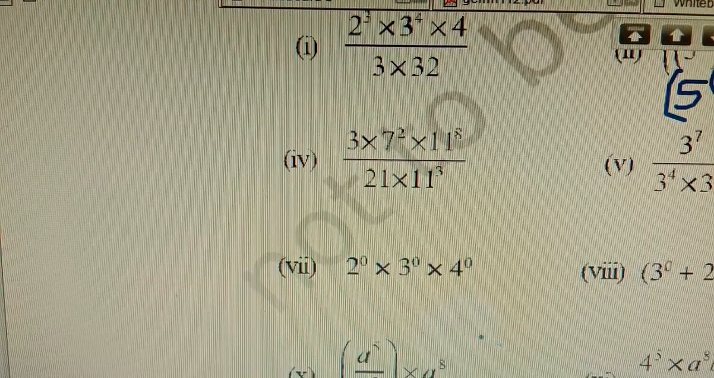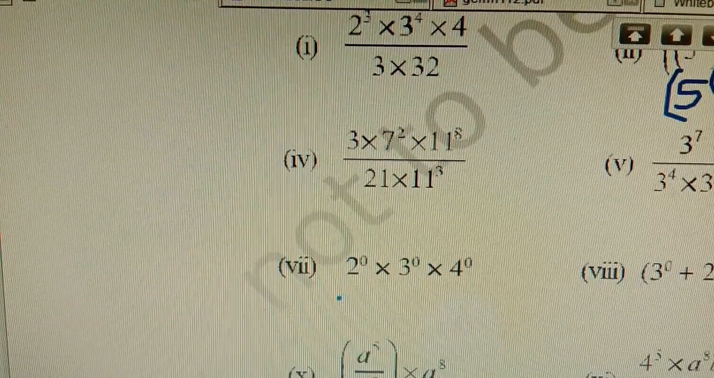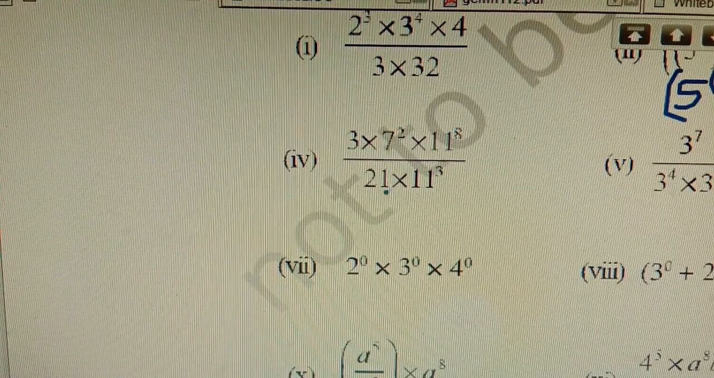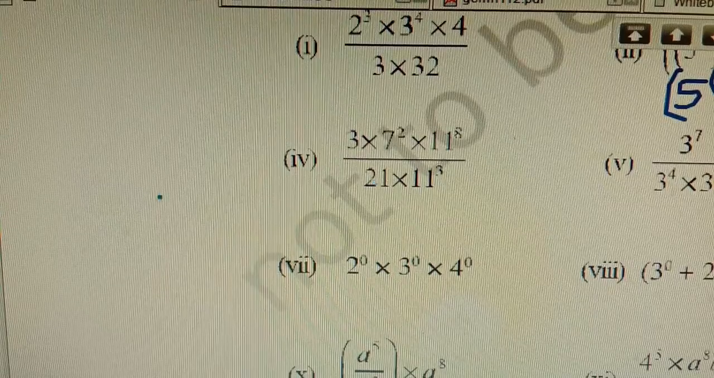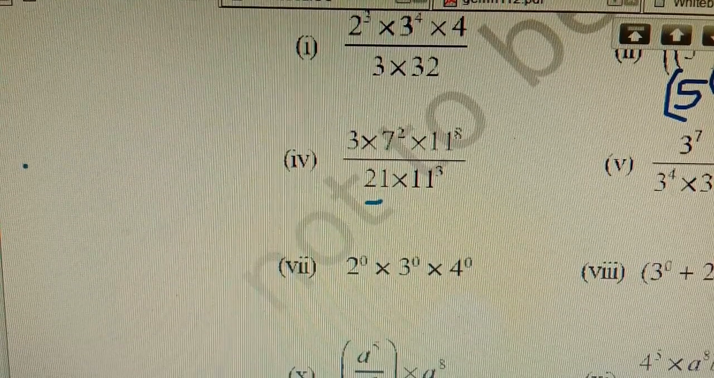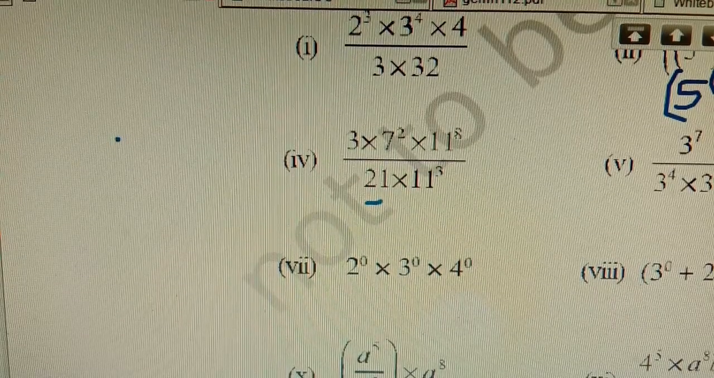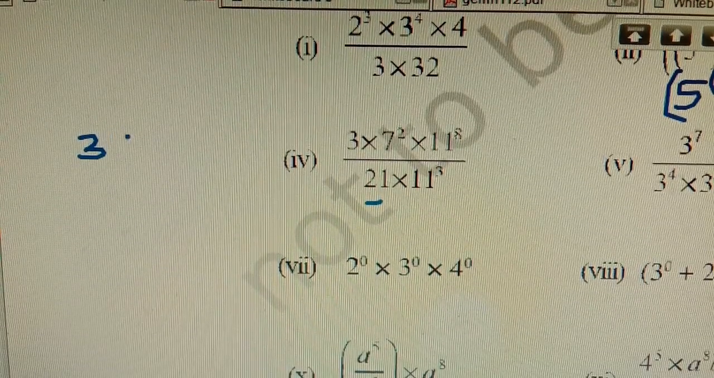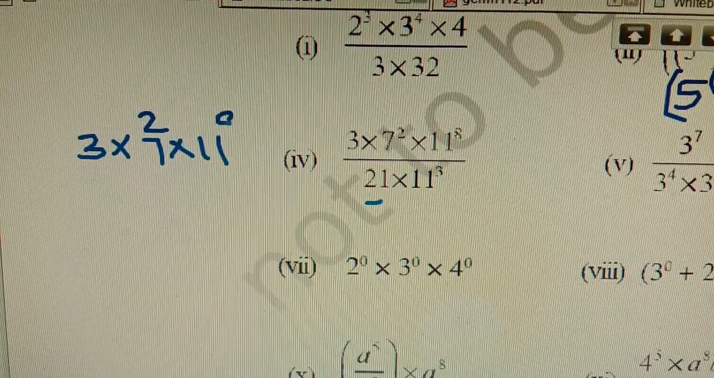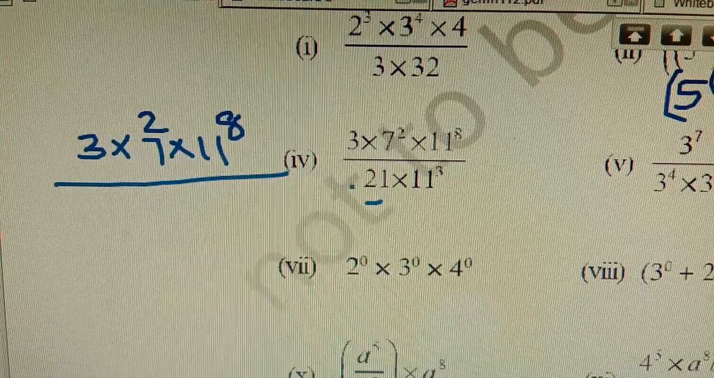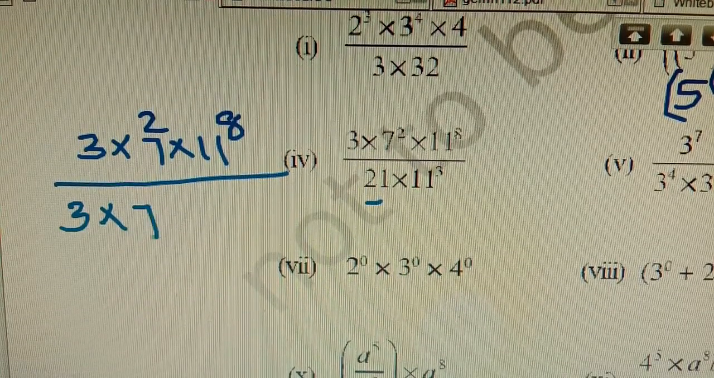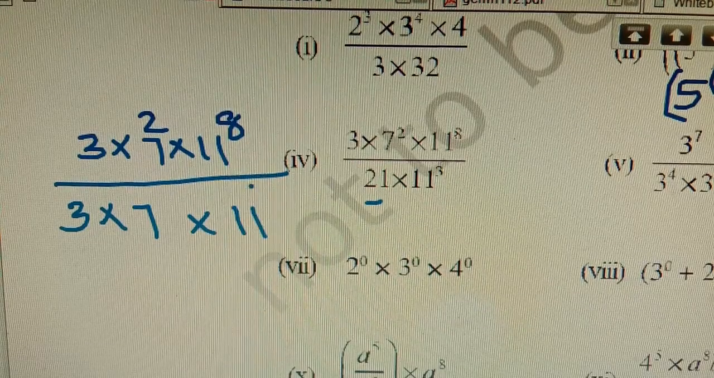Here, in the question, 3 to the power 3 into 7 square into 11 to the power 8, divided by 21 into 11 to the power 3. So this 21 we can change as 3 into 7. So numerator is 3 into 7 square into 11 to the power 8, divided by, in the denominator, 21 we can write as 3 into 7, then into 11 to the power 3.